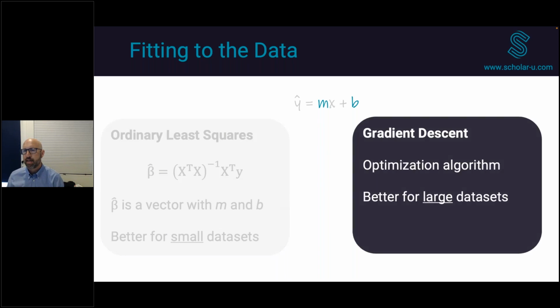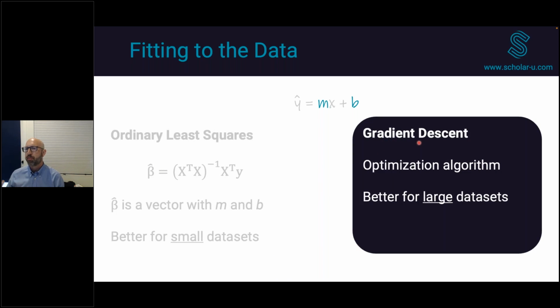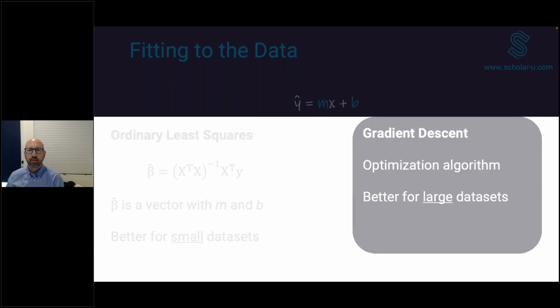Next, on the right-hand side, I'm also going to mention there are other methods like gradient descent that come with a lot of flavors. This is what we know as an optimization algorithm, and it works better for larger data sets. Again, just be aware that these exist and that the tools we use already have these implemented.